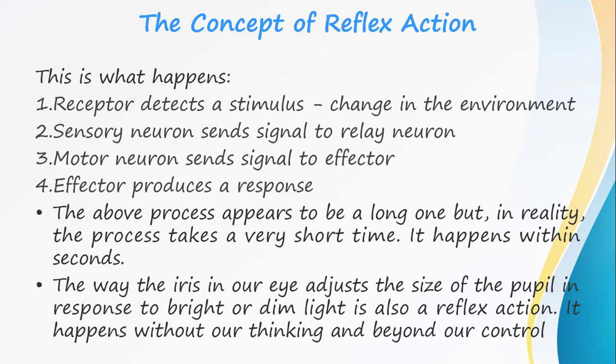Now, the above process appears to be a long one, but in reality, the process takes place in a very short time. It happens within seconds. So very few seconds are used in doing this kind of action. The way the iris in our eye adjusts the size of the pupil in response to bright or dim light is also a reflex action. So this is another example of a reflex action. It happens without our thinking or beyond our control.